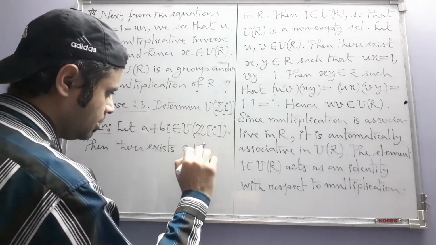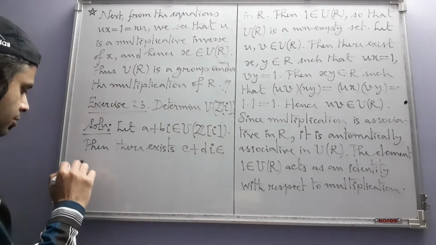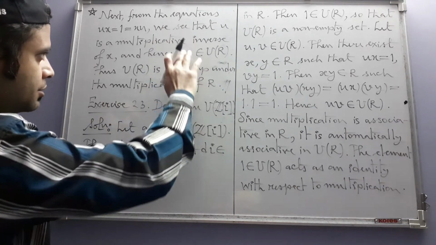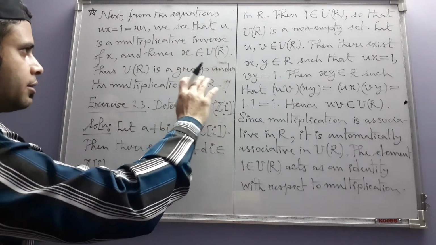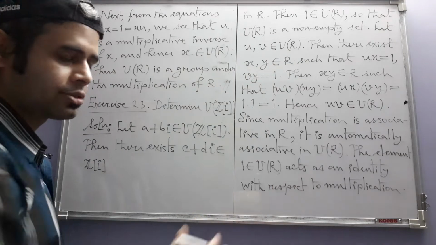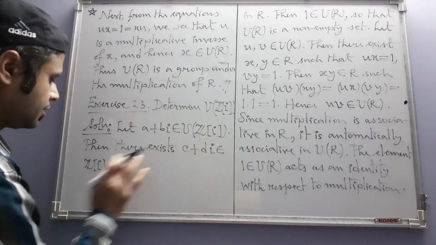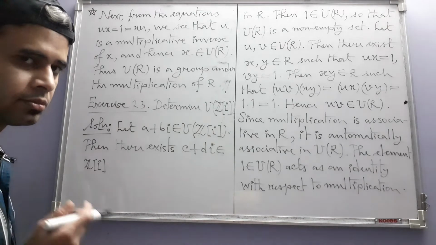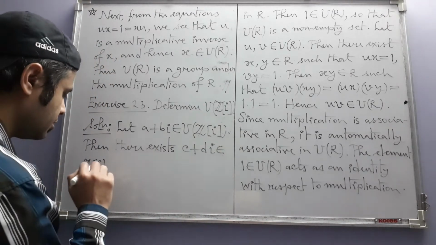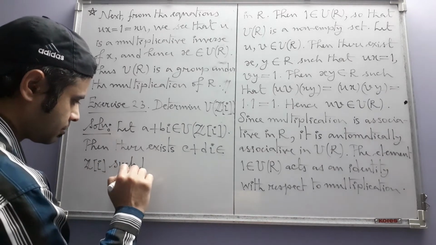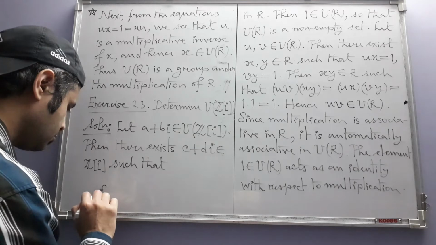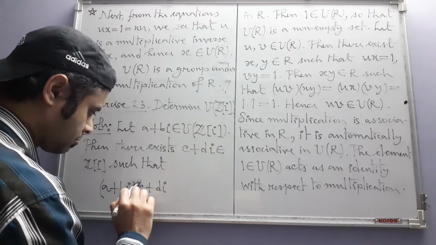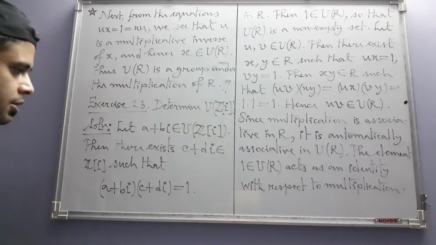Then there exists C plus Di belonging to this. In fact, since we have already seen this fact that if U belongs to UR, then X also belongs to UR. So if you want, you can write C plus Di belonging to U of Z I, but we won't get anything new from writing that. So we just write C plus Di belonging to Z I such that the product is equal to 1.